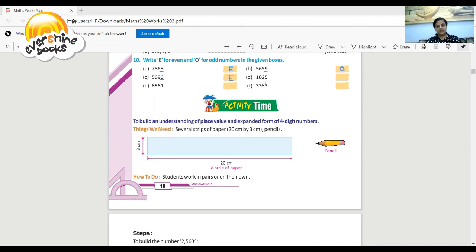Now next is D. 5 at the one's place is odd, so we will put O here. After that, 1 at the one's place is an odd number, so this number is also considered an odd number. 3 at the one's place is also known as an odd number. The full number is odd. 3333, that is an odd number.